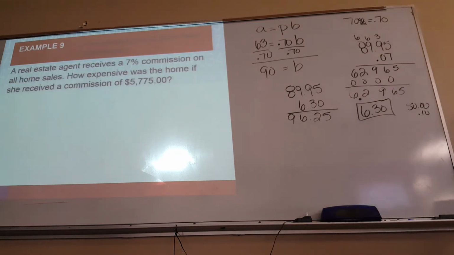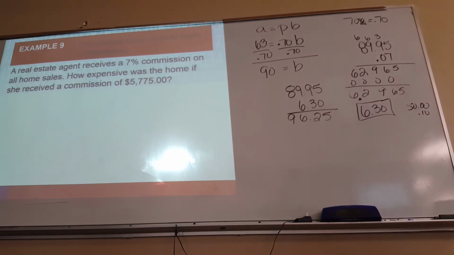All right, so this one really goes back to our A equals P times B, because it says a real estate agent receives 7% commission on all home sales. How expensive was the home if she received the commission of $5,775? So the question is, when do you receive commission, before or after? After. Okay, so that means that's our A. We already have a percent, so what are we looking for? How much the house was. So we're looking for B.